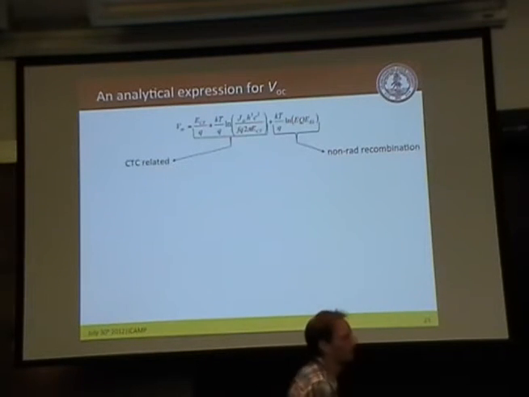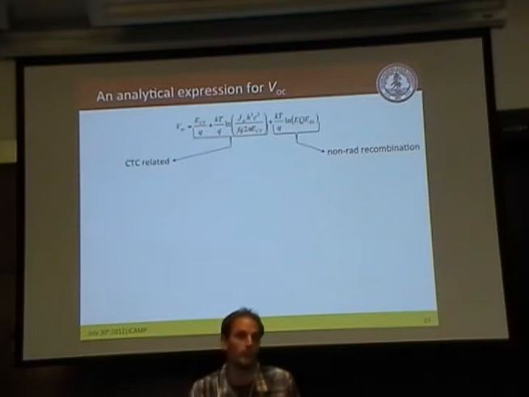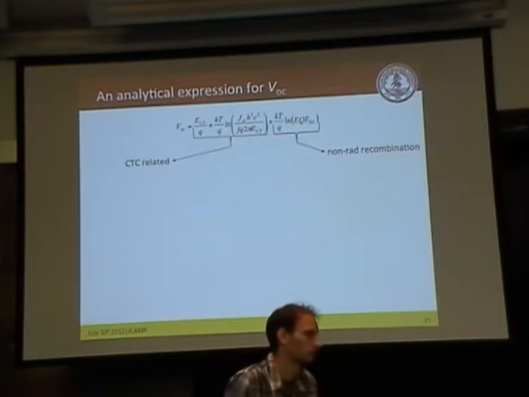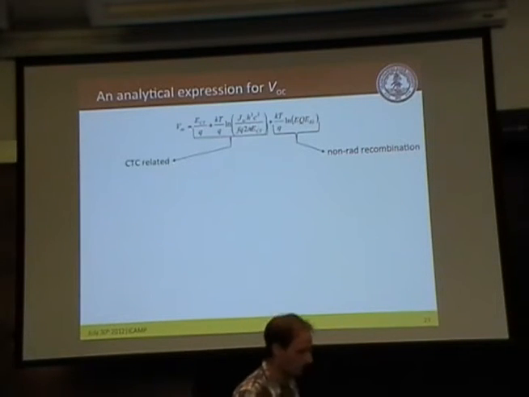And then there are the non-radiative parts. Well, the CT state is not the only part of recombination. There is lots of non-radiative recombination. This will lower VOC too, as I said before.